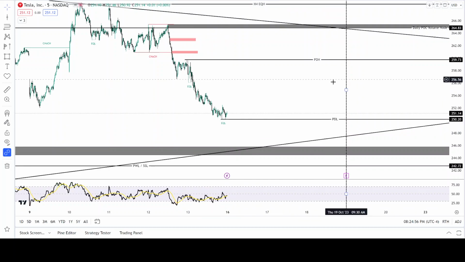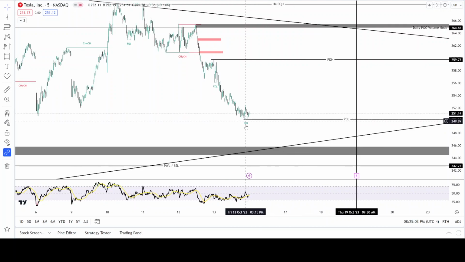And again, here's our earnings. Right? So could we trade up, trade down, test the support, hit earnings, take off, or sell down? That's what I'm watching for.